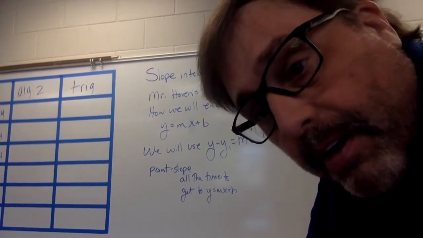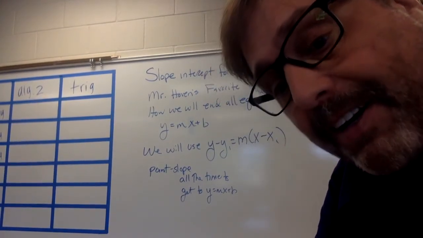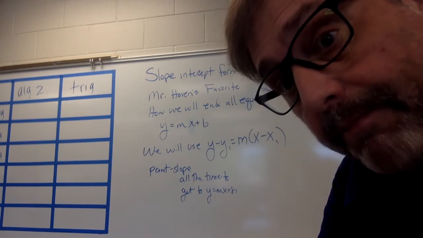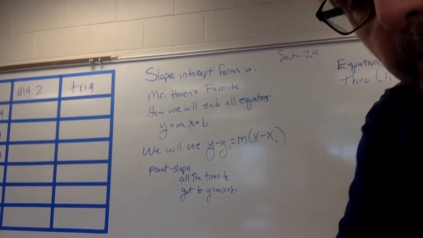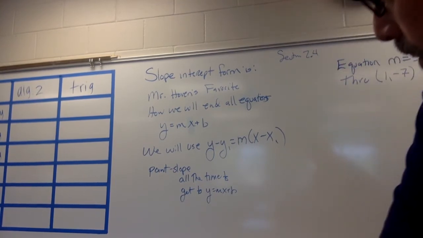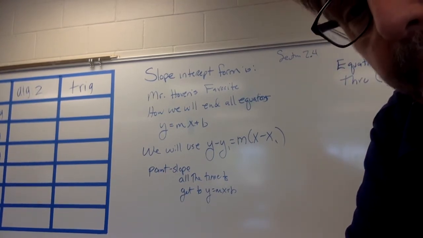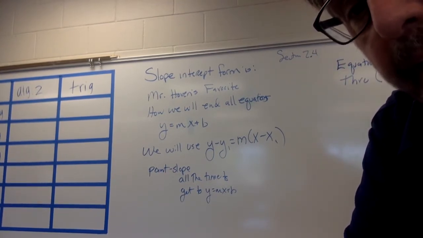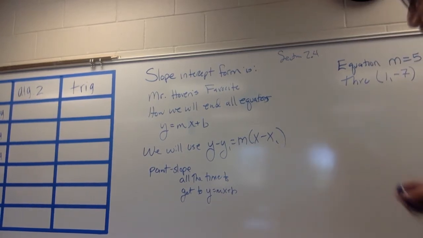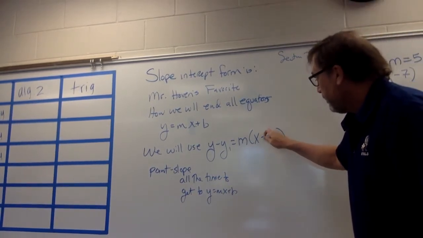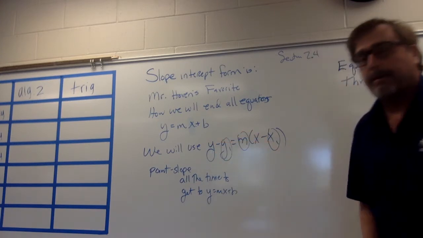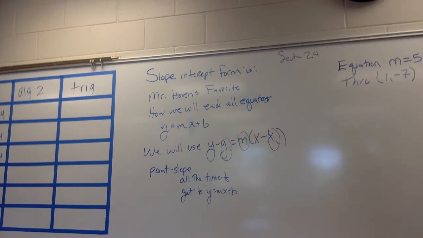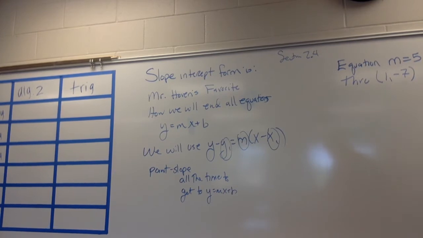Another reason why we like slope-intercept form is our calculator only works when it's in slope-intercept form. To get to slope-intercept form, we're using point-slope form. y minus y1 equals m(x minus x1). And this will be replaced with a number, this will be replaced with a number, and this will be replaced with a number. And what we will do is use that form to get us into slope-intercept form.